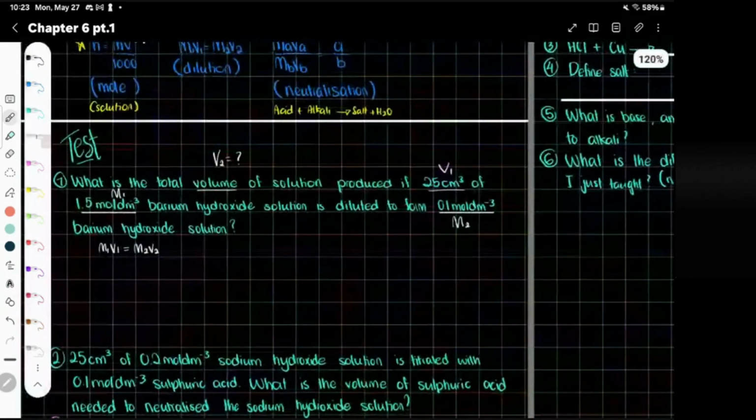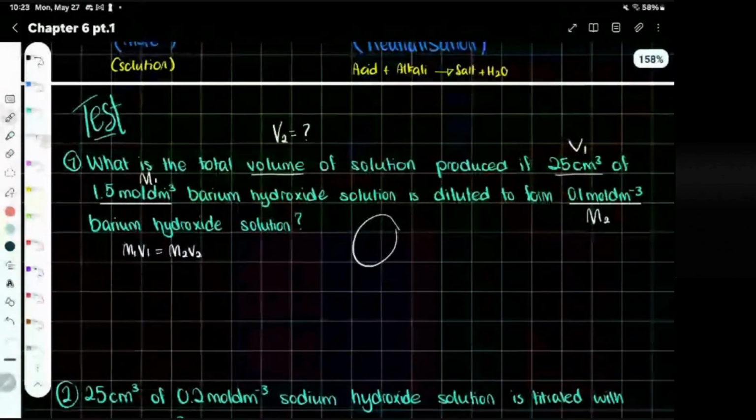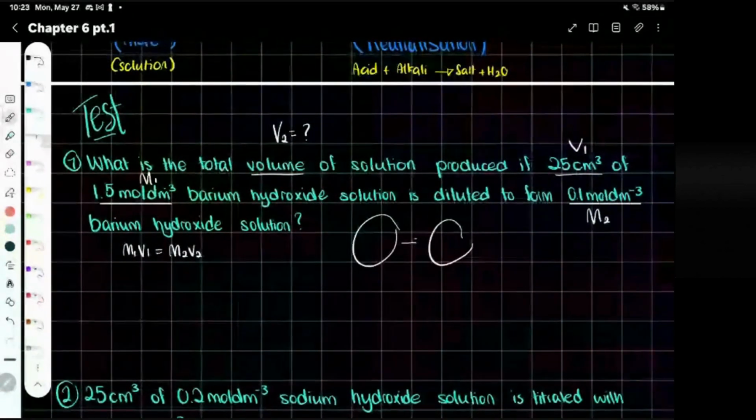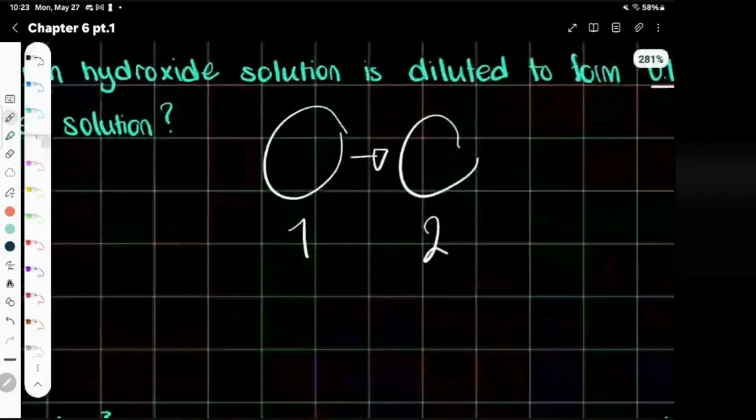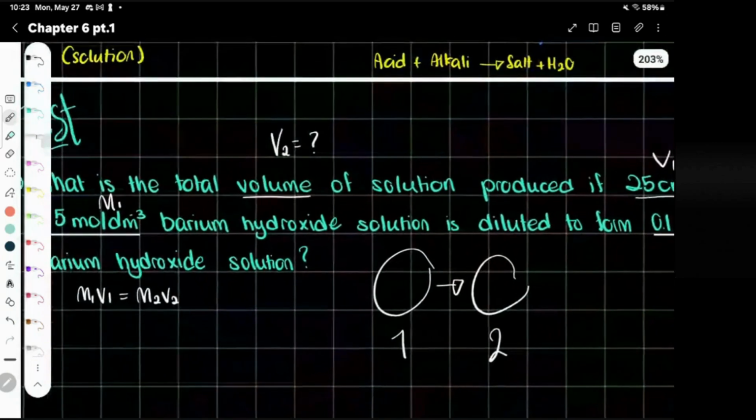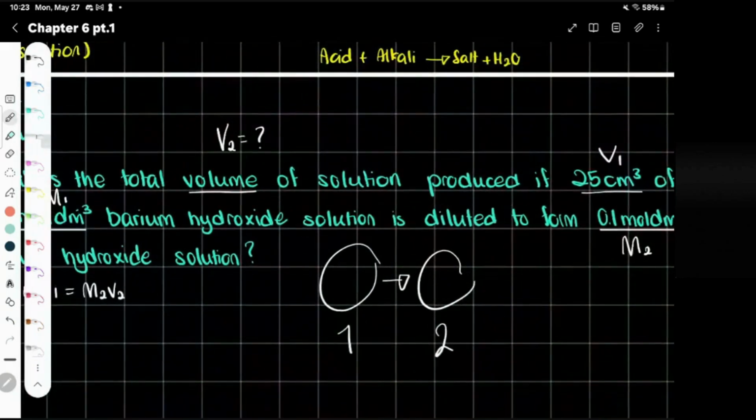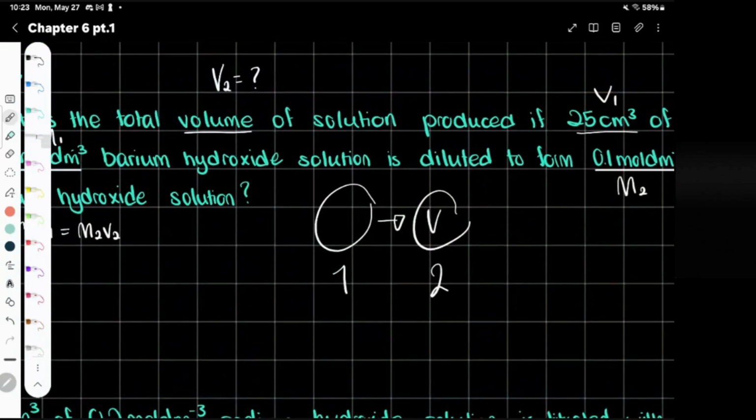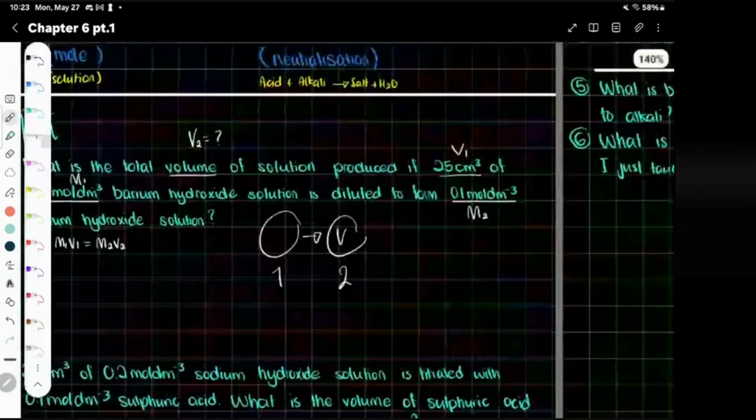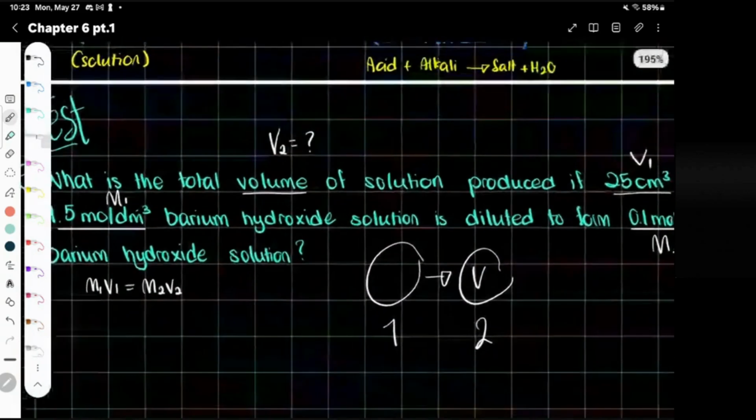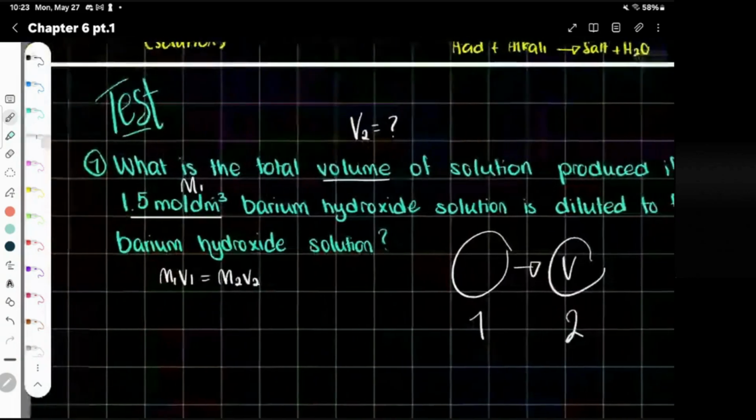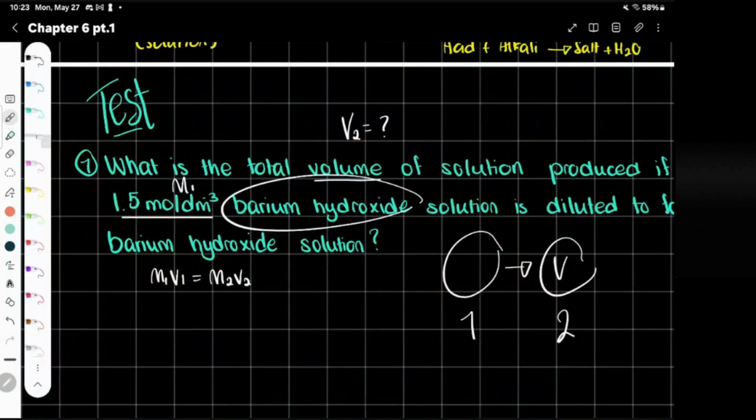Why? Because first of all, you have to understand what is the product and what is the reactant. There's an equation, but we cannot write the equation, so use common sense. What is the total volume of solution produced? Do you think this solution is for the first side or the second side? It should be the right side. If this thing is diluted, you already know this is the product, the barium hydroxide solution.